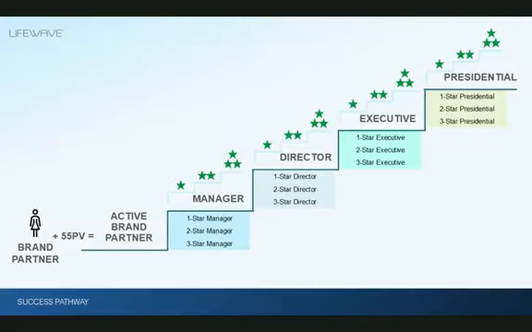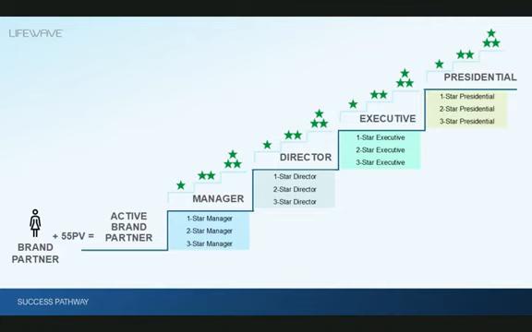Now that you understand all the structure requirements of the compensation plan, let's take a look at the success pathway in the Enhanced Compensation Plan. When you sign up as a brand partner, you will need a minimum of 55 PV to be considered an active brand partner. As an active brand partner, you are now eligible to earn commissions and bonuses, as well as move up the ranks. The Lifewave Success Pathway has 12 ranks, separated into 4 groups: Manager, Director, Executive, and Presidential.